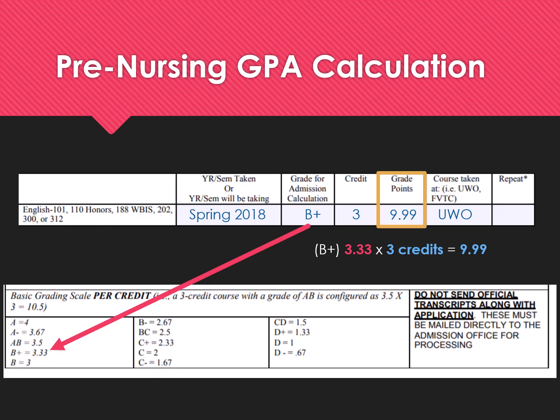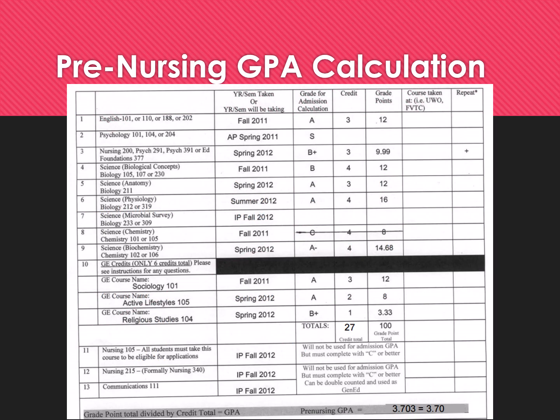Of course, on your own form, you will need to use your own earned grades, but hopefully this example gives you a better idea on how to calculate the grade points column so far. Now that we've done one line together, take some time to fill out the remaining lines of the pre-nursing GPA calculation form so that it looks similar to this one.